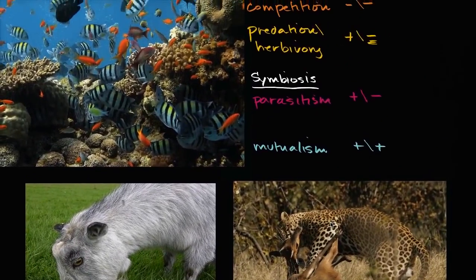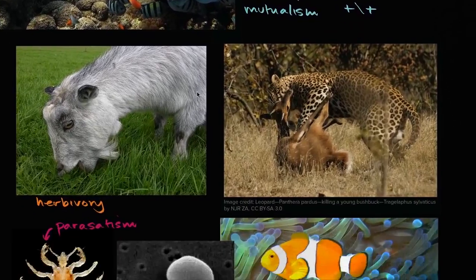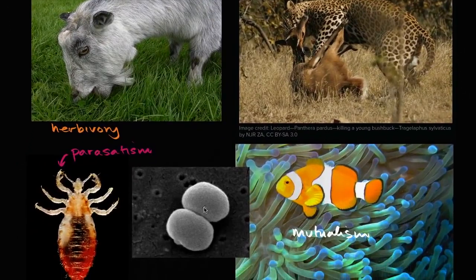Now you have another category where one species is benefiting and the other one is maybe a little bit indifferent. We call that commensalism. And once again, there's many examples of commensalism. This right over here is a picture of bacteria living on your skin, and you do have bacteria living on your skin right now.